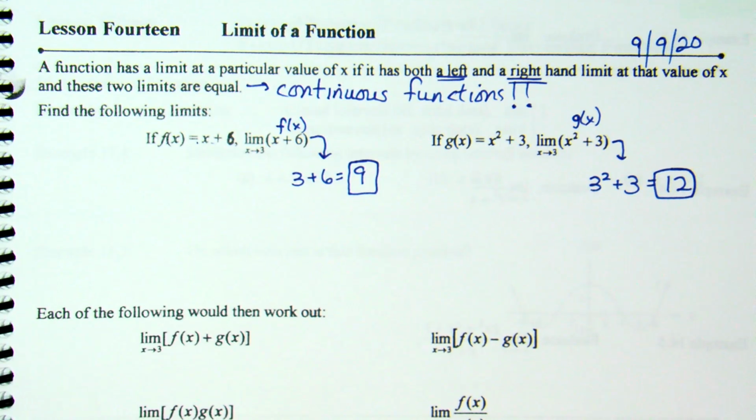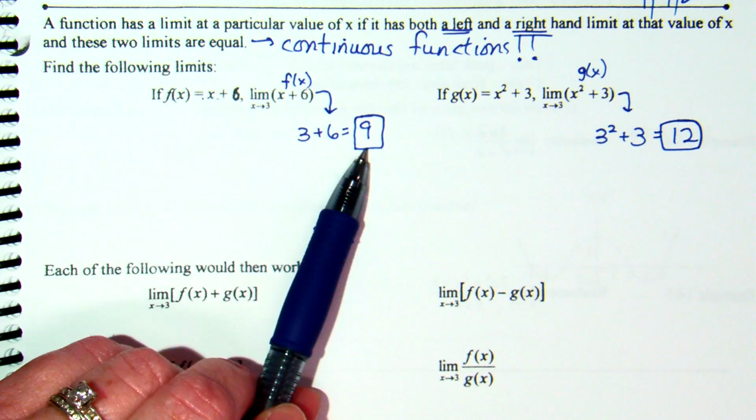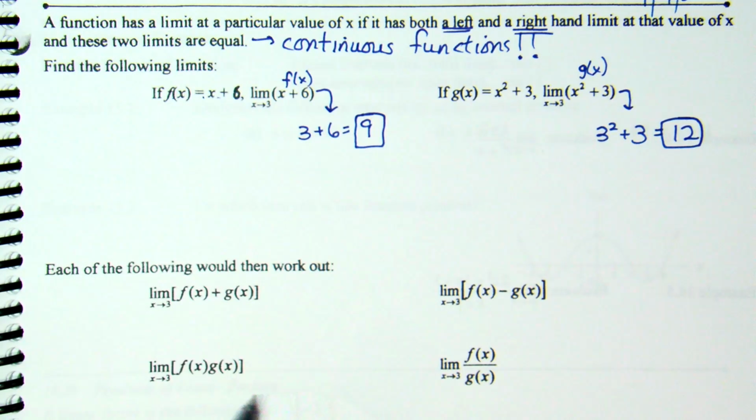Now, we just found up above the limit as x approaches 3 of f of x to be 9. We just found the limit of g of x as x approaches 3 to be 12. Based on that information, here are some basic rules about limits. Each of the following would then work out. The limit as x approaches 3 of f of x plus g of x.